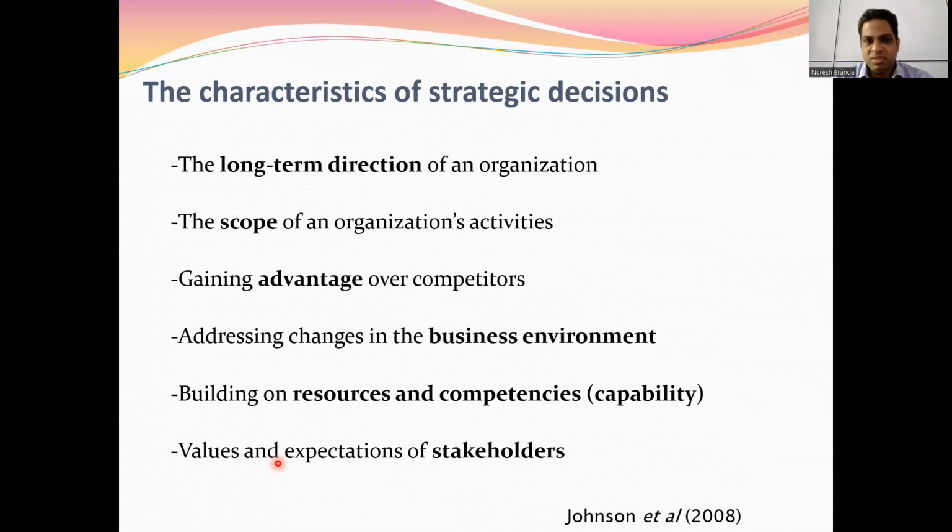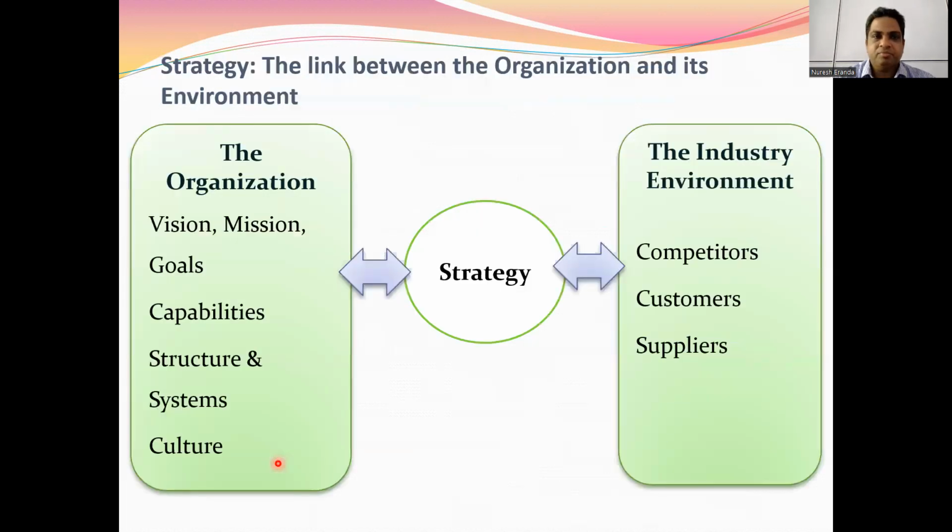So strategy is basically long-term in nature. It talks about the overall scope of the organization. Plus, it talks about how you can gain a competitive advantage. It talks about how you are addressing the dynamism in the business environment. Plus, it builds on the resources and the competencies, capabilities in the organization. And finally, it will be meeting the needs of the marketplace and particularly the needs of the stakeholder community. So these are the characteristics of strategic decisions.